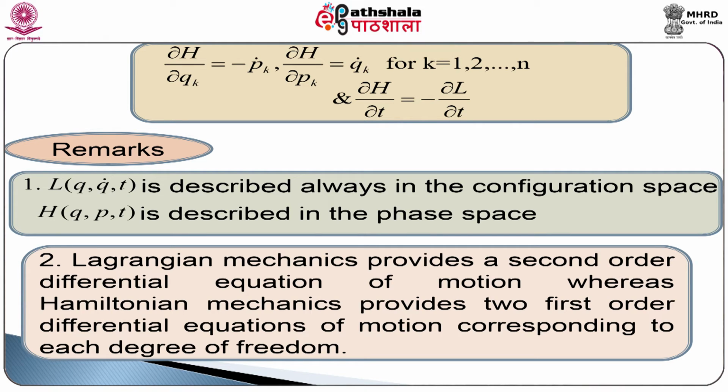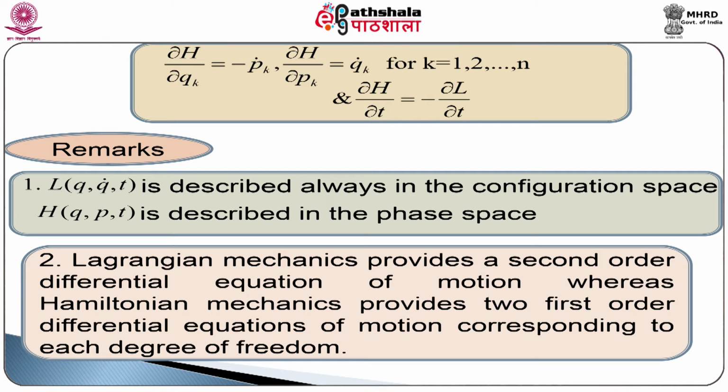One can remark that Lagrangian L, which is a function of generalized coordinate q, generalized velocity q dot and time t, is always described in the configuration space of appropriate dimension, where the configuration space is described only by the total number of generalized coordinates of that system, whereas Hamiltonian, which is defined by the function capital H, a function of generalized coordinate q, generalized momenta p and time t, is described in the phase space of requisite dimension set by the equal number of generalized coordinates as well as generalized momenta.